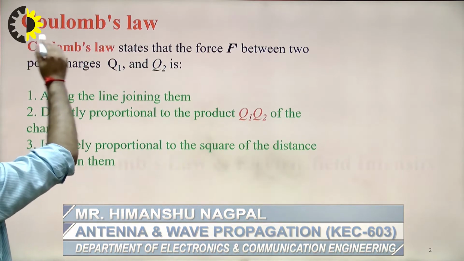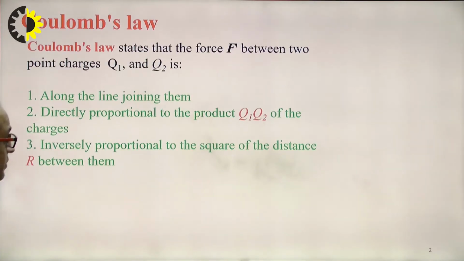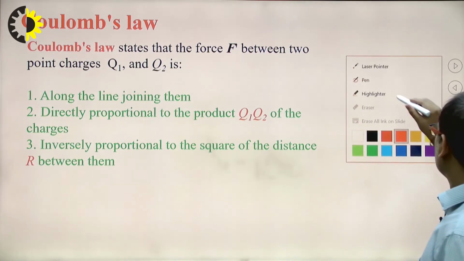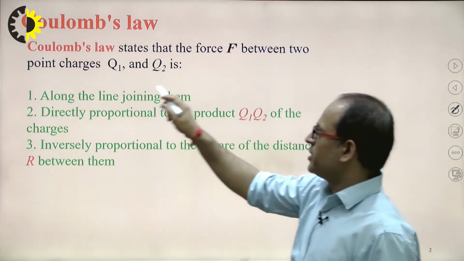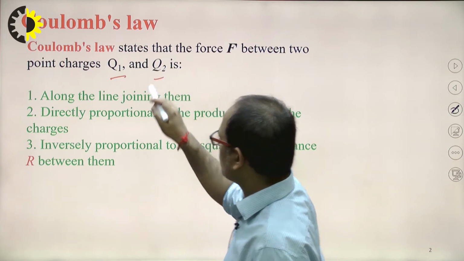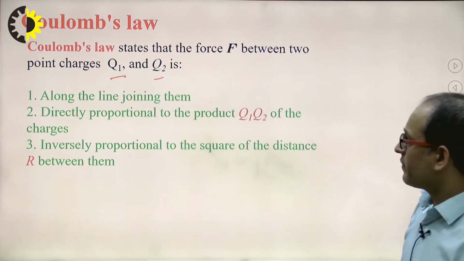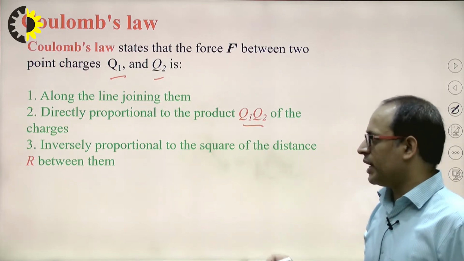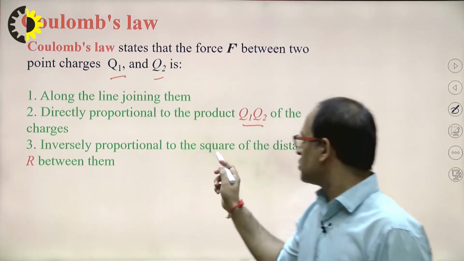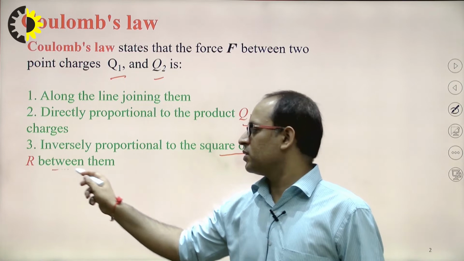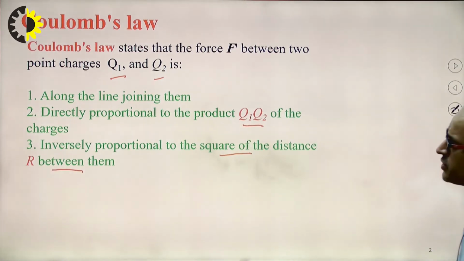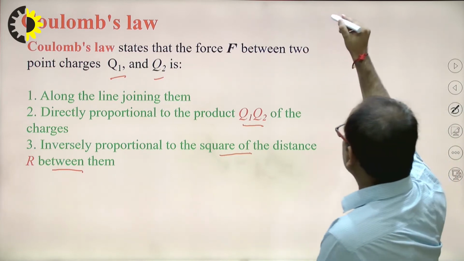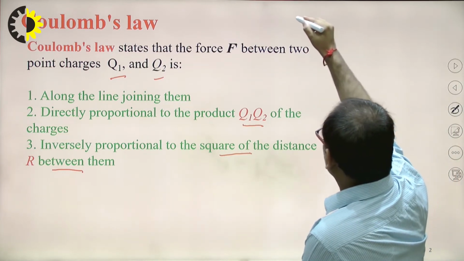Coulomb's law states that the force between the two point charges, that is Q1 and Q2, will be directly proportional to the product of Q1 and Q2 and inversely proportional to the square of the distance between them.